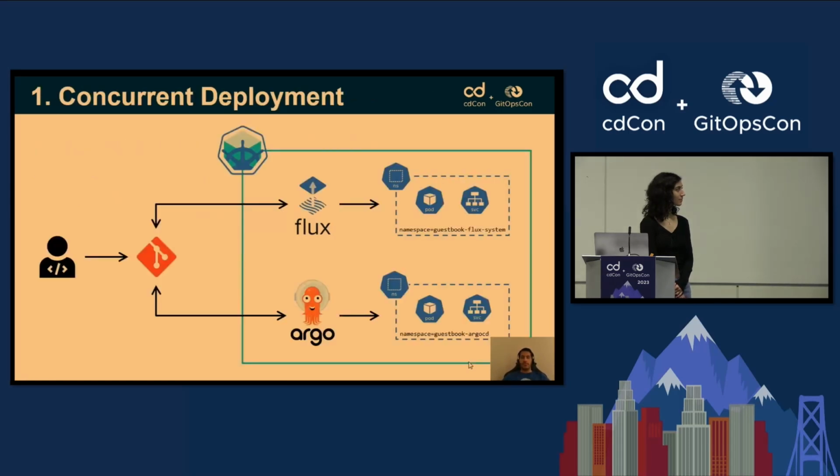Now let's dive into the architecture of the first scenario, in which we aim to evaluate the energy footprint of deploying the guestbook sample application to a Minikube cluster, using both Argo CD and Flux simultaneously, but in different namespaces. The reason why is to independently deploy and manage the application using these tools.